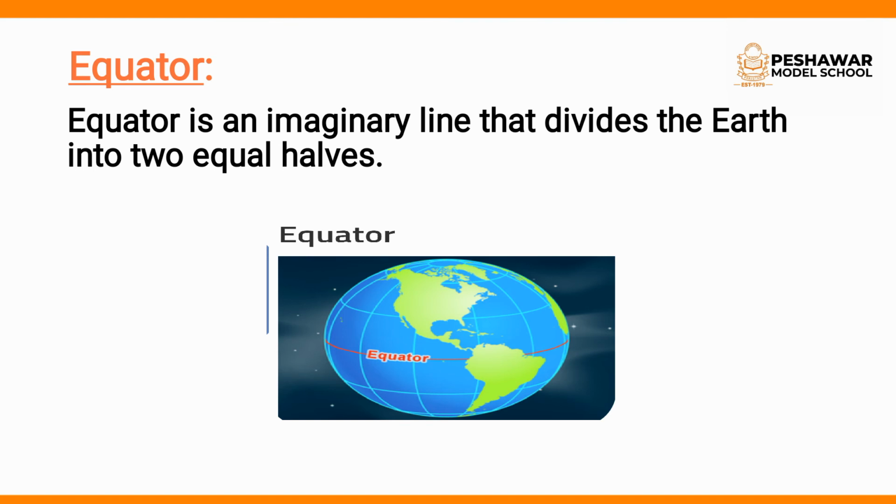Equator. If you look at this diagram, here the equator is shown with the red circle. The equator is an imaginary line that divides the earth into two equal halves. Again, the equator is an imaginary line drawn by geographers to make drawing and mapping easier.